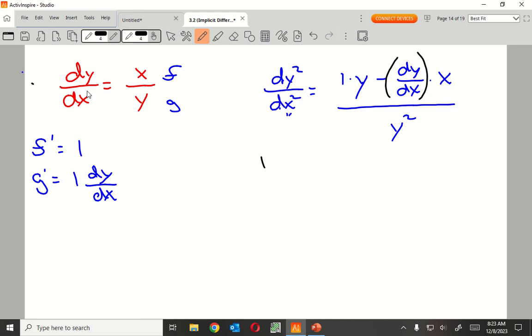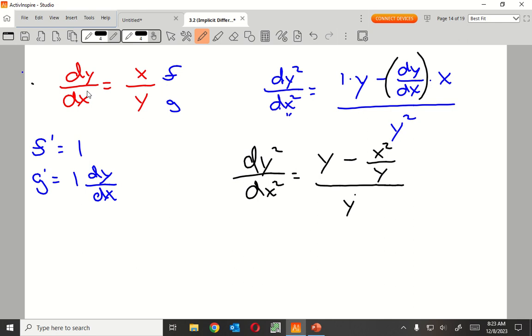So I get my y minus x over y times x. It's going to give me x squared over y divided by y squared. Did I lose anyone? Yes, because this is just going to be x over y. So it's going to look like this, x over y. When I multiply this, x squared over y.